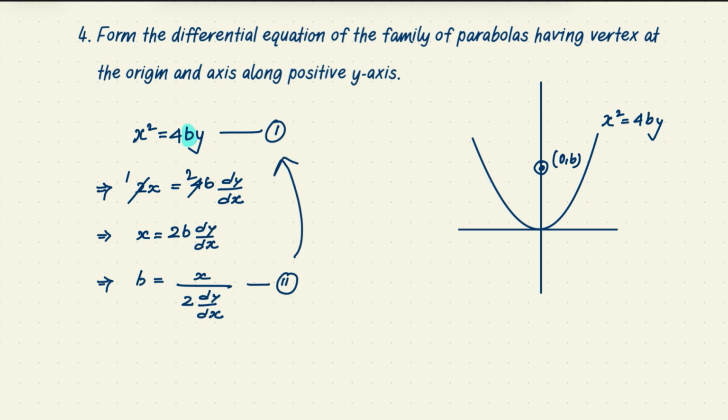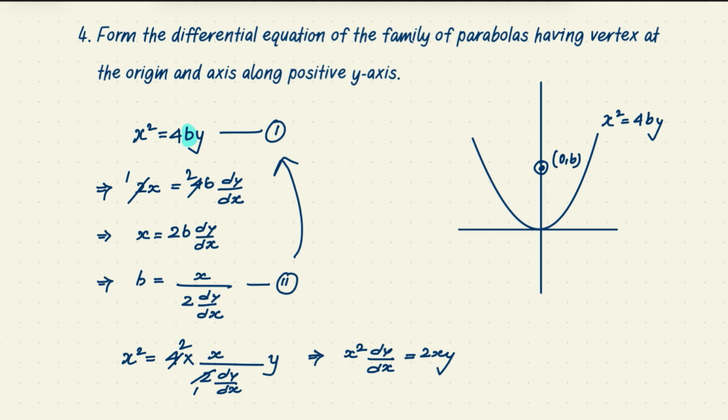On doing so, we will get rid of b. So putting the value of b in equation 1, we will have x squared equals 4 into the value of b, which is x by 2 into dy over dx into y. So here 2 1 the 2, 2 times 2 is 4, and on cross multiplying we will get x squared into dy over dx equals 2xy.